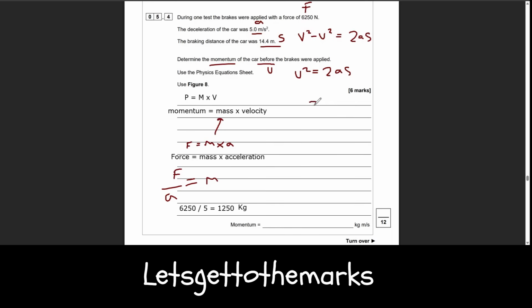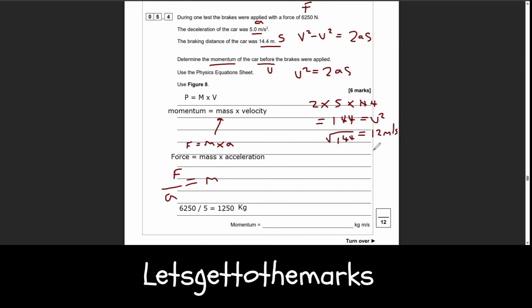So now all I need to do is go 2 times 5, which is the acceleration, times the distance of 14.4. And that is going to give me 140. But remember, that is U squared. I actually need to square root that so I can get U. So if I do that, I'll find the initial velocity was 12 meters a second. This was the hardest part of this question, was working out that we needed to use that linear equation for acceleration.